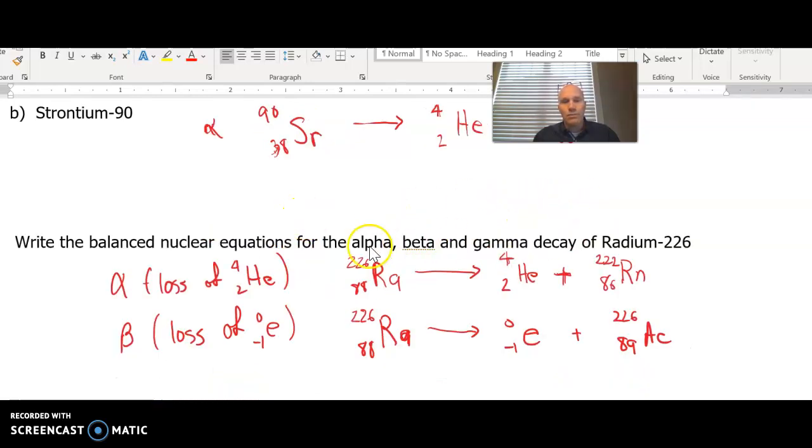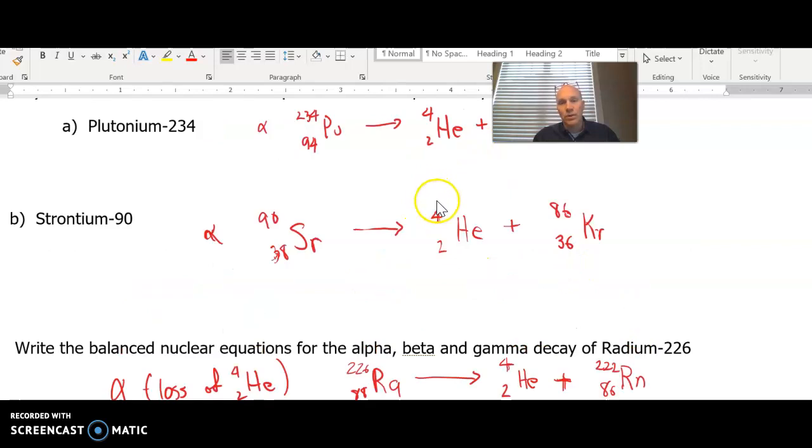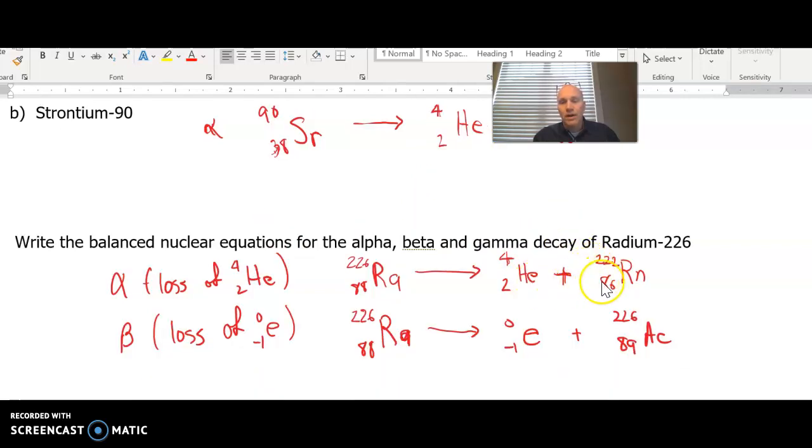In this problem right here, I'm only going to hold you responsible for alpha and beta decay. The first problem is just like the ones that we were doing in the problem before. You can figure out that that is radon. And in this problem right here, beta decay is the loss of an electron. So this is the symbol for an electron right there, and just figure out what these numbers would have to be. And you can figure out that this would be the missing particle.